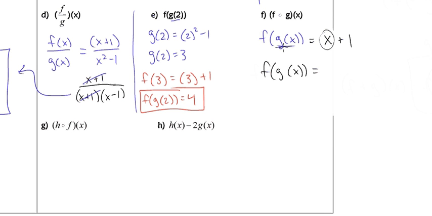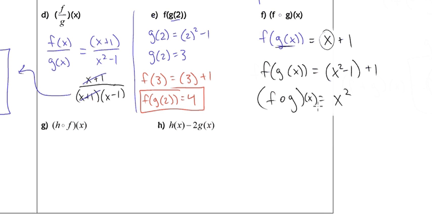instead of x, what was g of x? Well, g of x was x squared minus 1. So I've got x squared minus 1 plus 1. And x squared minus 1 plus 1 is x squared. We've been writing it the more literal way, but again, that's f of g of x.